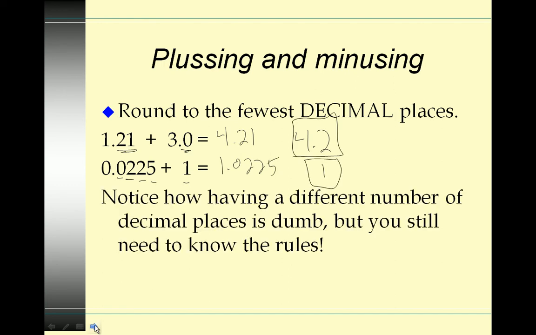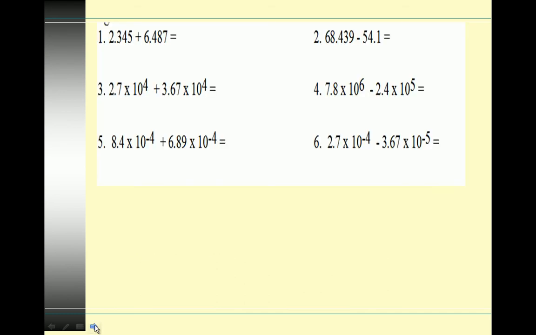Notice I have different numbers of decimal places. It's dumb, but you still need to know the rules. No one would measure something with a super digital balance that would go this far, and then a cheesy balance would have 1. I'm just going to do the odds here.